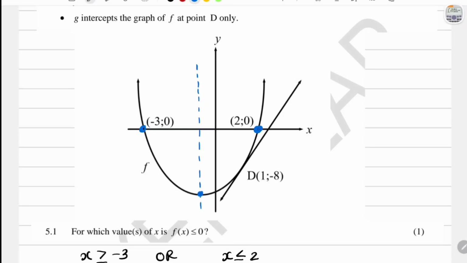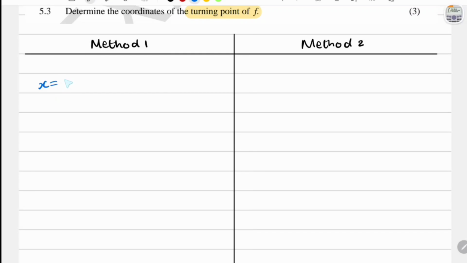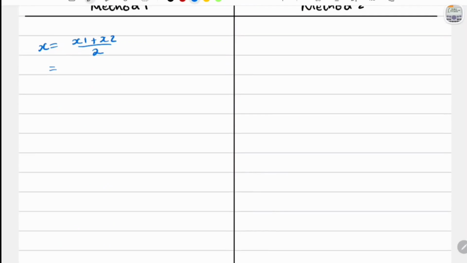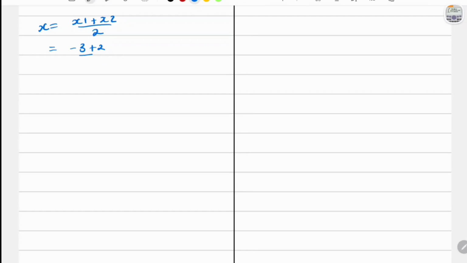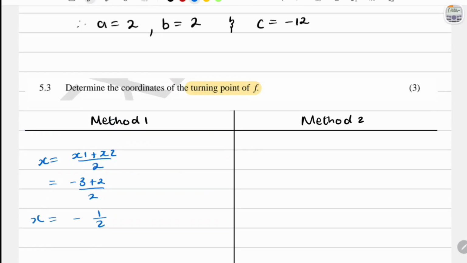Because I said the middle value, that's really trying to find the midpoint. So I'm going to find the midpoint of these 2 x values, x1 and x2. To find the x value of the turning point, I can say x is equal to x1 plus x2 over 2. So we substitute negative 3 plus 2 over 2, and negative 3 plus 2 is negative 1. So x is equal to negative 1 over 2. That's the x value. That's just one way of finding the x value.